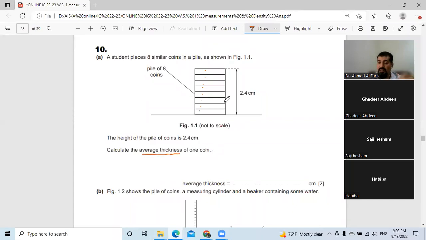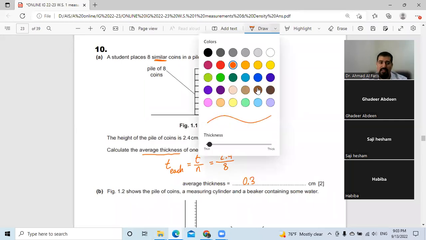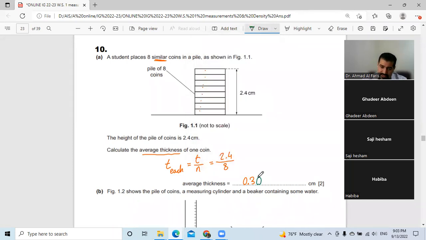It is better to measure the total distance, then divide, if they are identical. So what will be the thickness for each? It will be the total thickness divided by their number, so 2.4 divided by 8, and the answer will be 0.3. What's my mistake? What's your mistake? Many wrote 0.3 and it's written centimeter. What's the mistake? Bravo. You have to add a 0 here.